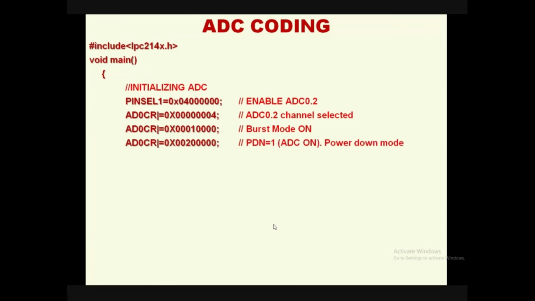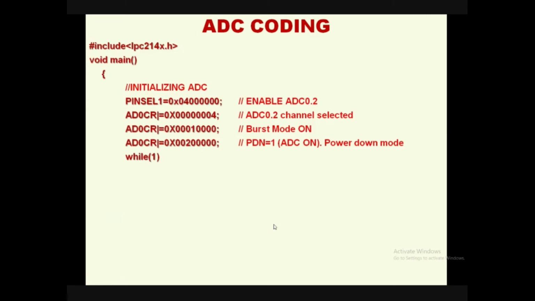And similarly, the ADC 0 control register is again loaded with 0x0020, 0000 to switch on the ADC, or to enable the ADC to function. For that, this is the control word which has to be given to the ADC control register. Okay, so this is the initialization of ADC.